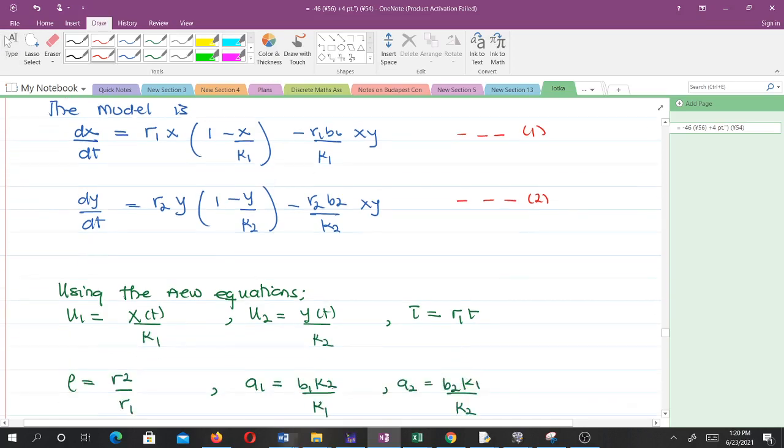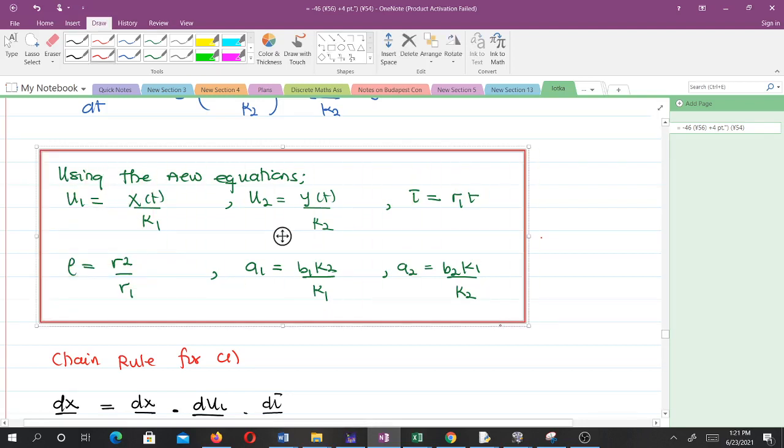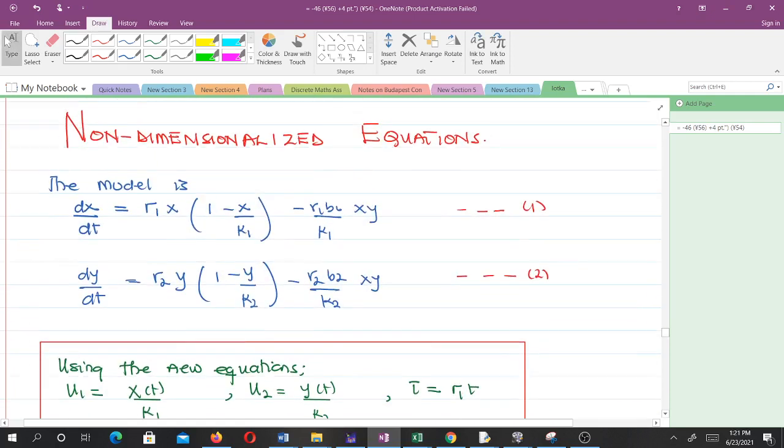So we are going to use these equations to help us with the non-dimensionalization. We are going to define a new dependent variable u1 in terms of the old x. So we'll say let u1 be equal to x of t over k1, u2 be equal to y of t over k2. Please take note of these equations because they are the ones you are going to use to do our non-dimensionalization. You can see that in the first equation we have one dependent variable, which is x, but we want to change this to u. That's why we are saying u1 is equal to x over k1.